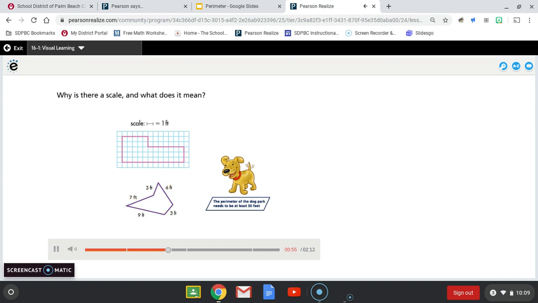Why is there a scale, and what does it mean? The reason we have a scale right here is so that you know that this little part, which would equal one of these squares, is equal to 1 foot. If I count all of these squares, 1, 2, 3, 4, 5, this is equal to 5 feet. We need to know that this equals 1 foot so we can figure out how many feet are all the way around. The scale is there to help you understand how to use the grid. It shows that 1 unit segment equals 1 foot.